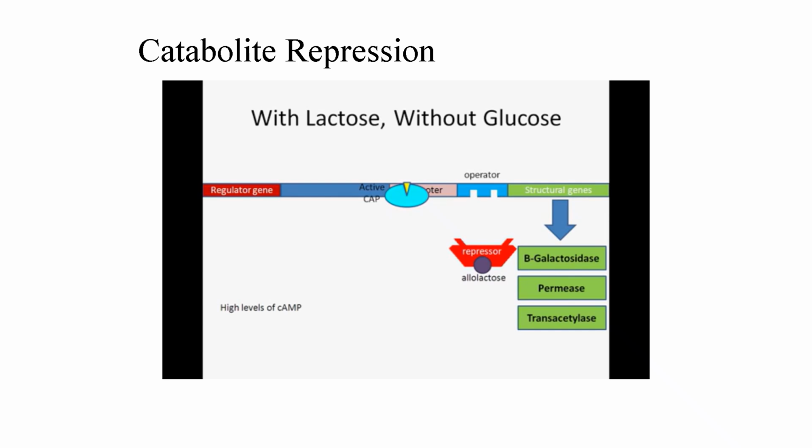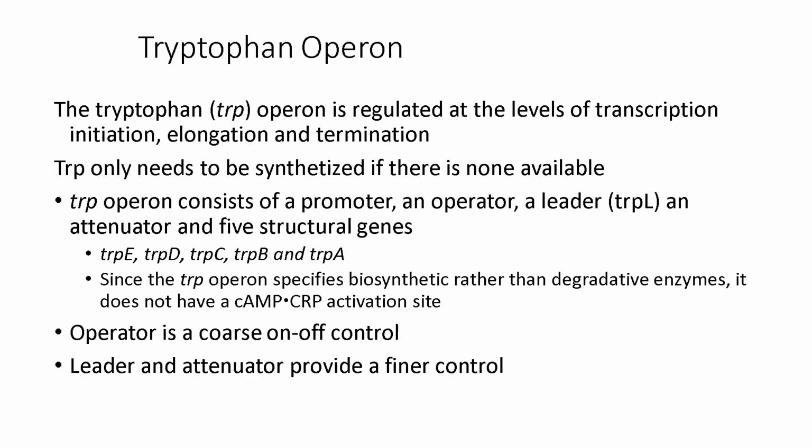The tryptophan operon, or trp operon, is another classic example of gene regulation in E. coli. It is regulated at multiple levels, including transcription initiation, elongation, and termination. The operon contains a promoter, operator, leader sequence, attenuator, and 5 structural genes: trpE, trpD, trpC, trpB, and trpA. Together, these genes encode enzymes for tryptophan biosynthesis. Since the operon is anabolic, not catabolic, it does not have a cAMP-CRP site. Instead, it uses both coarse repression through the operator and fine-tune control via attenuation.